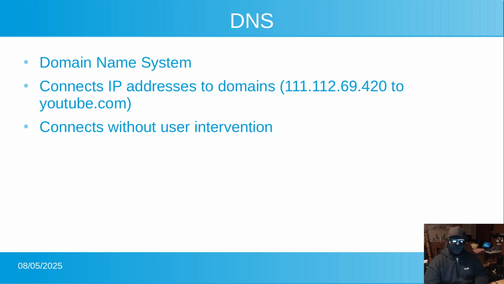So we've got an explanation here. Basically what I just said: it converts the IP address to a domain. So 111.112.69.420, a fake IP address, to youtube.com. Without the DNS server, you would have to type in this IP address to pull up YouTube. But with the DNS server, you don't have to figure out the IP address and all of that. And again, since you don't have to do that, it connects without any further intervention from you.